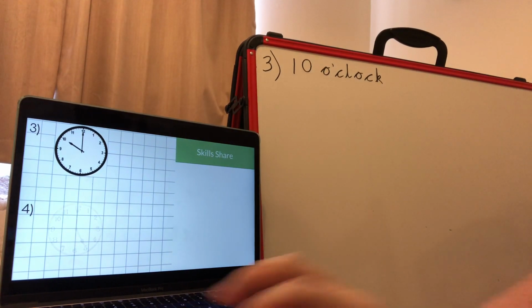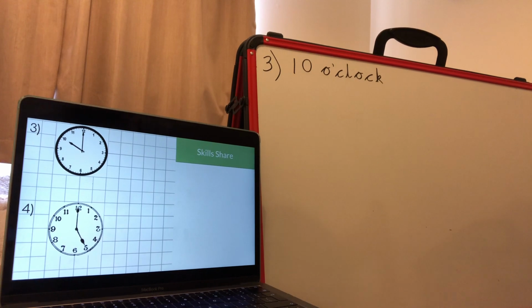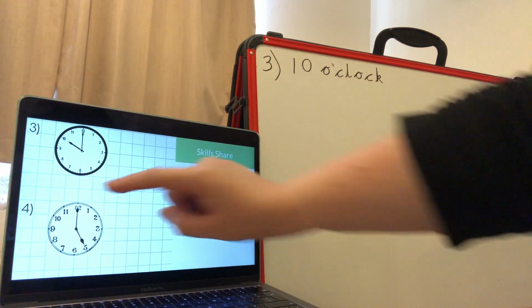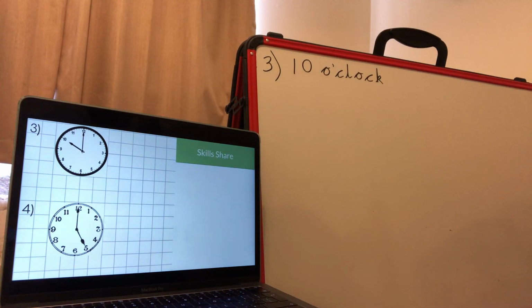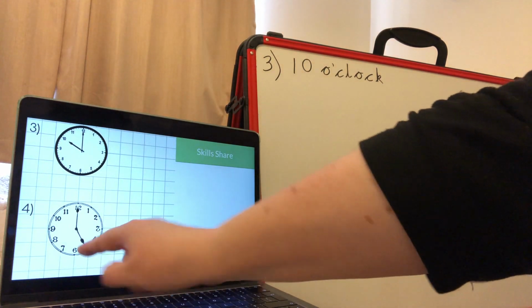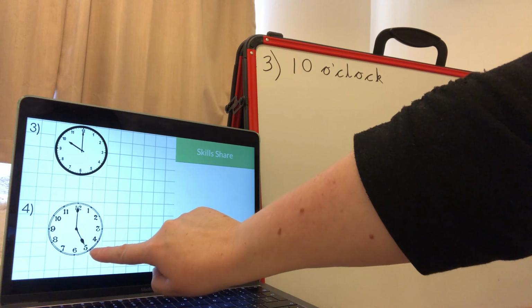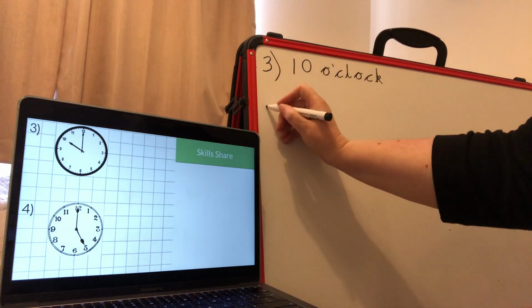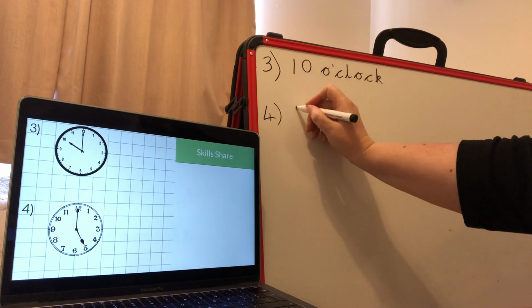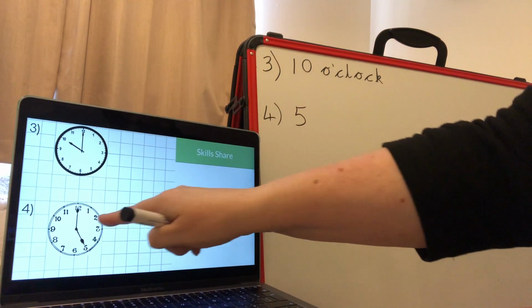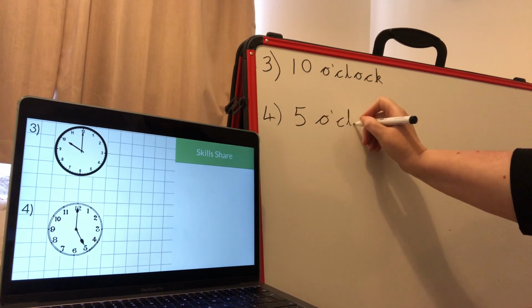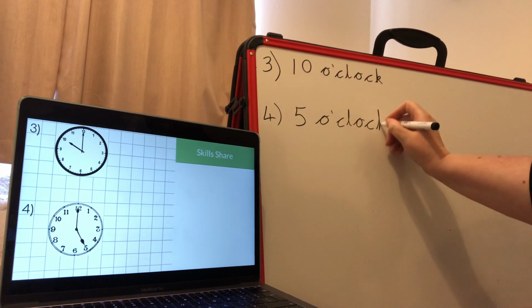Question 4. Again, have a look at the minute hand. It's pointing to the top of the clock. What does that tell you? And the hour hand is pointing to number 5. So we know that the time is 5 o'clock because the hour hand's pointing to 5 and the longer minute hand is pointing to the top of the clock. 5 o'clock.